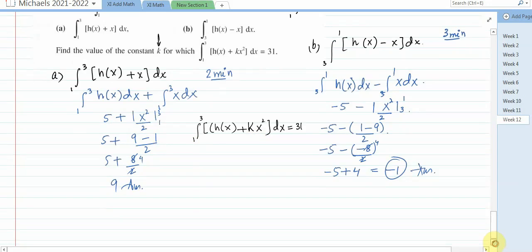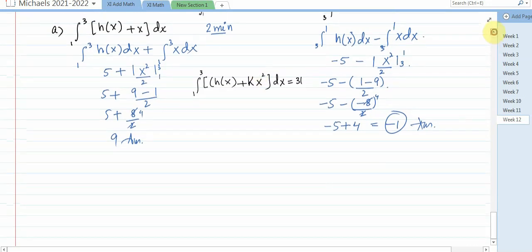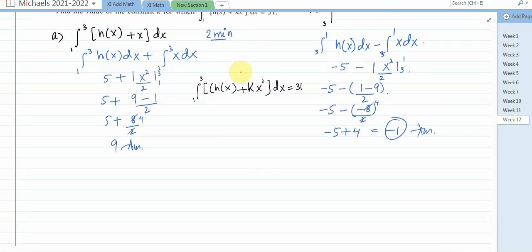So the two things that differ here are, on the right side we now have a constant number, and the second thing is we have x square. But the method is almost the same. So first we need to give it a try, and for that part you have a time of 4 minutes. So start.